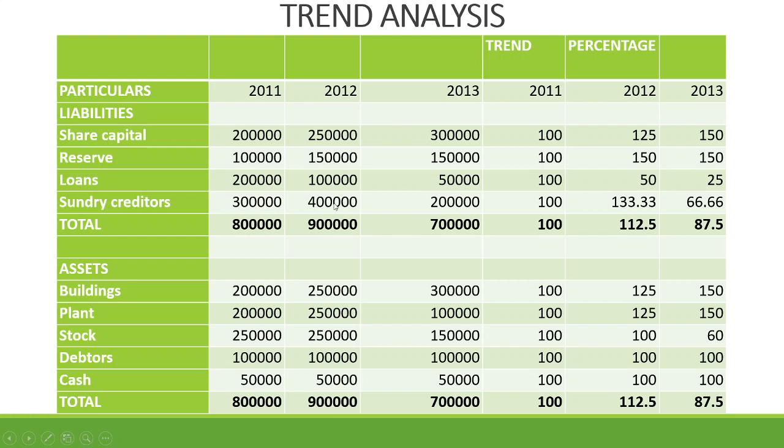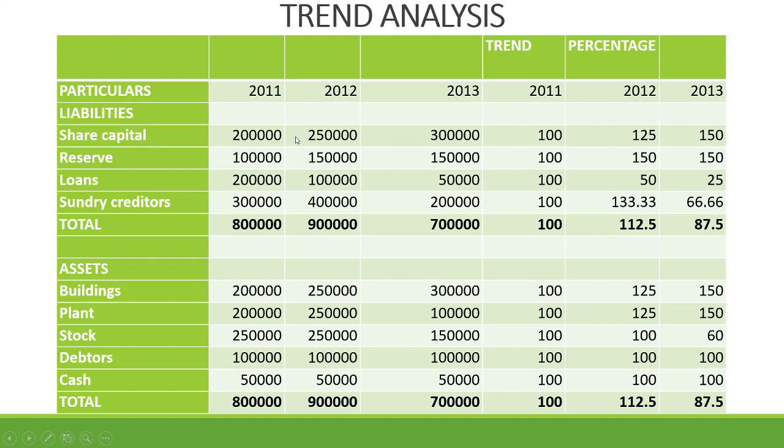And the next item is sundry creditors. The value is 4 lakh. 4 lakh divided by the sundry creditors of the base year 3 lakh into 100. It is 133.33. Similarly, the total 9 lakhs divided by 8 lakhs into 100. It is 112.5. Similarly, for the year 2013, the value of share capital is 3 lakh.